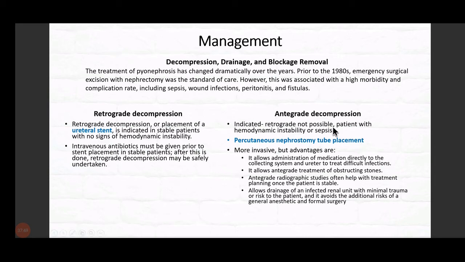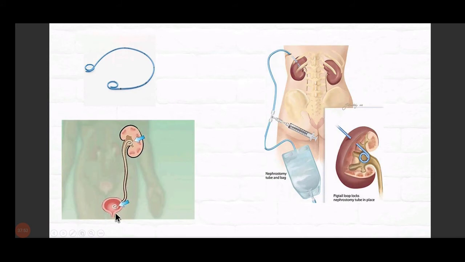It can be done retrograde or antegrade. What is meant by retrograde? Retrograde means you can put up a ureteral stent. Now this is a double J stent or a pigtail stent. You can see a pigtail at both ends, or this can be a J. So what we do in retrograde is put a cystoscope, go into the bladder, identify the ureteric opening, and pass a stent which goes to the kidney.